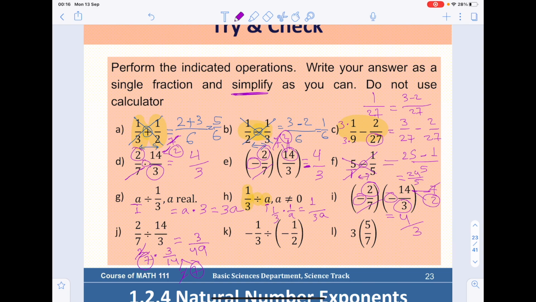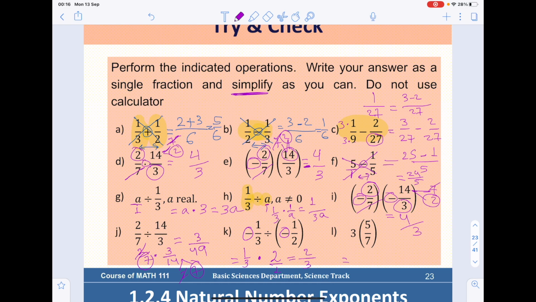Okay, in K, I have negative divided by negative, which is positive. Then I will keep the first fraction, change, and flip. You can write this as 2 over 1 or 2. So you will times the upper part together, and then we times the bottom. So 1 times 2 equals 2 over 3 times 1 equals 3. So the answer is 2 over 3.